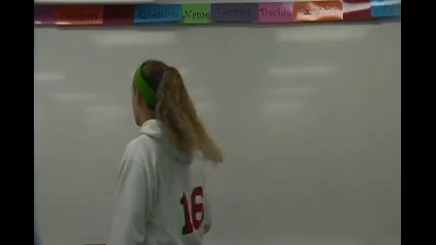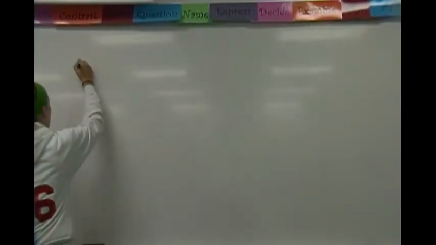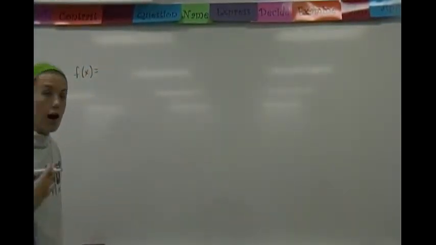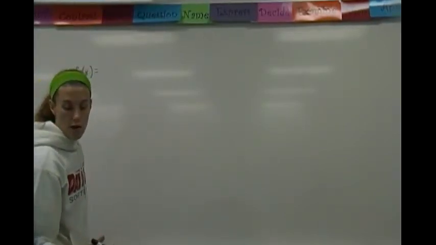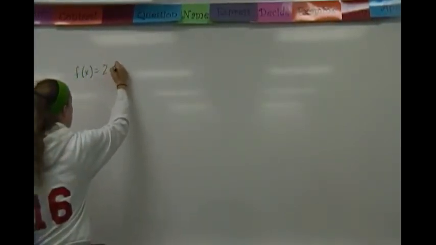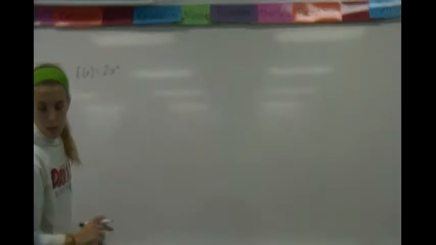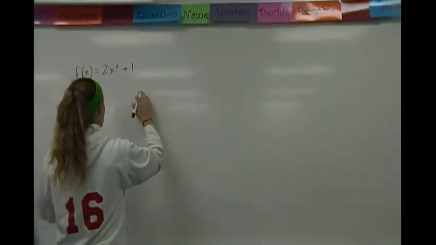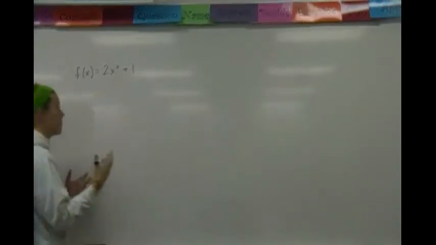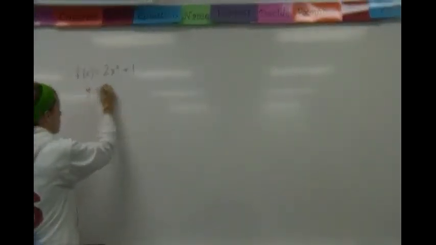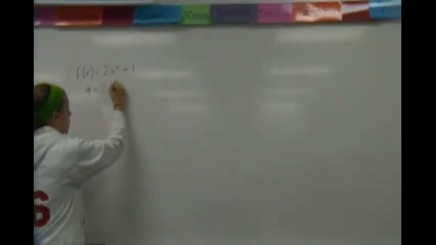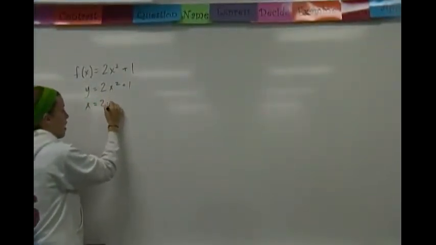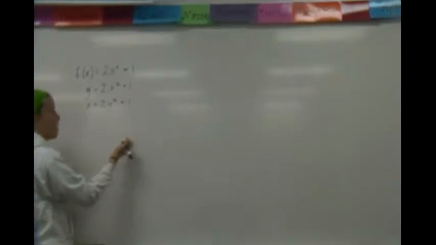Okay, so this next problem that I'm going to start off with, I'm actually going to give you f of x, and then I'm going to find the inverse. So f of x is going to be 2x squared plus 1, and I need to find the inverse. So first off, just to review, finding the inverse means we're going to change that notation into y, 2x squared plus 1, then swap x and y, equals 2y squared plus 1, and then I solve for y.